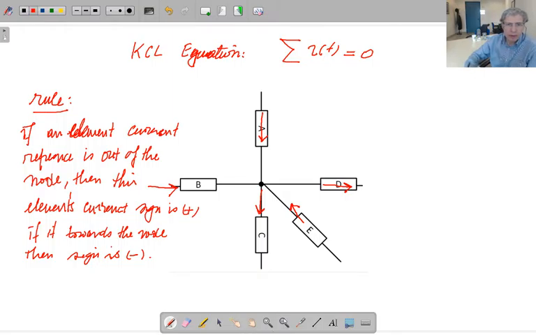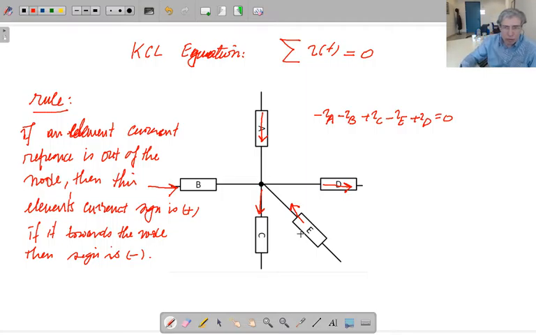So let's do it then. For this element A, the element current is towards the node, so it is minus IA. And B element current is towards the node, so it is minus IB. C element current reference is out of the node, coming out of the node, so it is plus IC. Towards the node, minus IE. And coming out of the node, plus ID is equal to 0, it says.